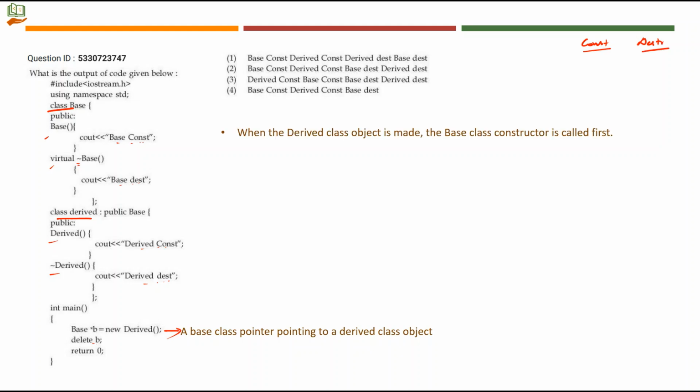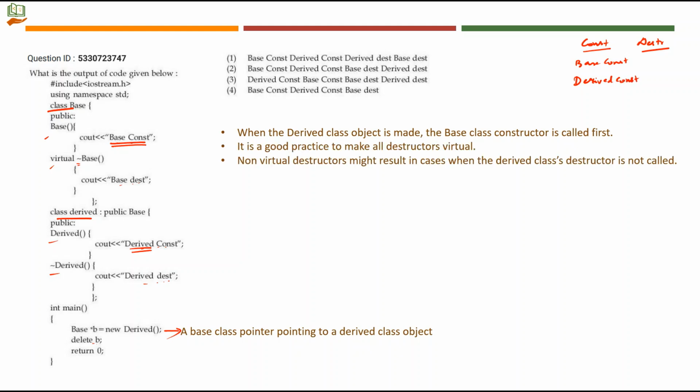Let's see some statements. When the derived class object is made, the base class constructor is called first, which means this particular constructor is called first and automatically this will be called next. So the order of constructors will be the base constructor statement and then the derived constructor statement. This is the case of constructors. It's a good practice to make all destructors virtual. So they have made it virtual here.